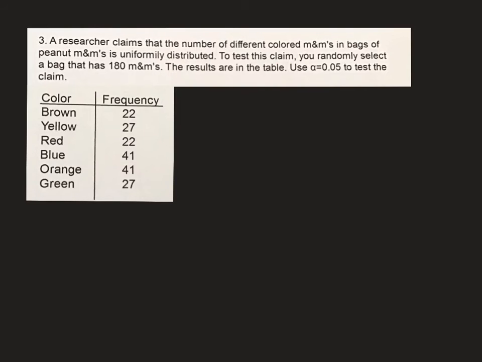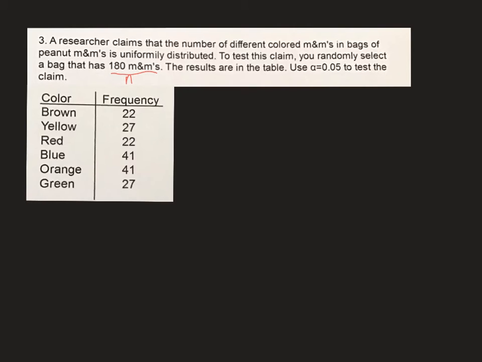Okay, so number 3, researchers claimed that the number of different colored M&Ms in a bag of peanut M&Ms is uniformly distributed. To test this claim, you randomly select a bag that has 180 M&Ms, so that's going to be our sample size. The results are in the table. Use alpha equals 0.05 to test the claim.